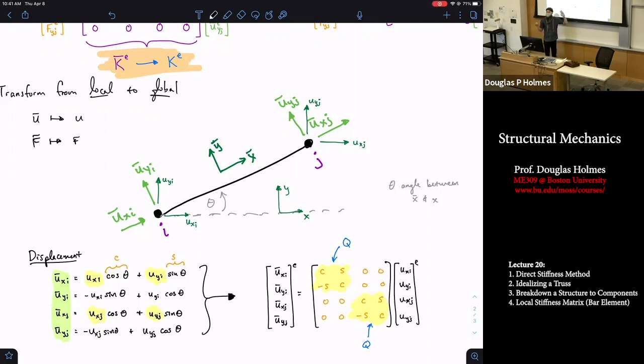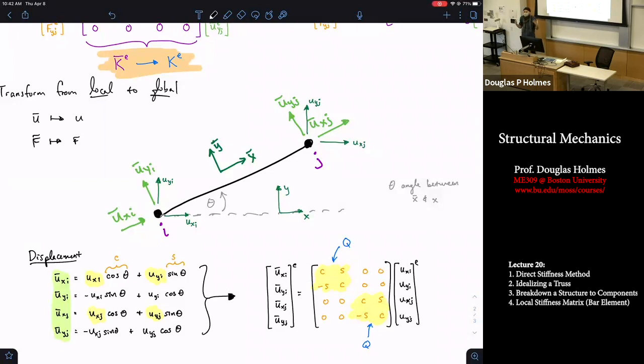Once we have the forces in our global system and our displacements in our global system, we can do a little bit more linear algebra to determine what the stiffness matrix is in our global coordinate system. And then we're in a position to add that stiffness matrix to our master stiffness matrix. And then we're kind of done. We need to write a little algorithm in MATLAB to help us do that for however many nodes and elements we have.